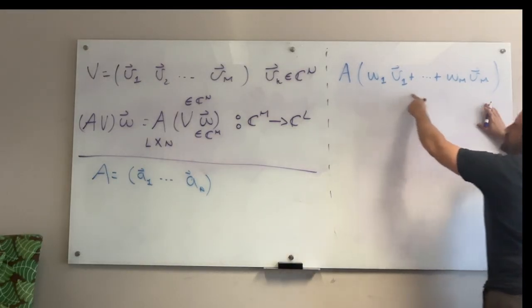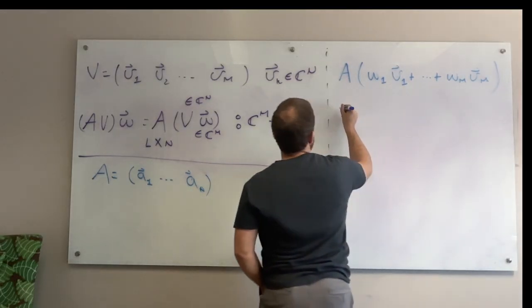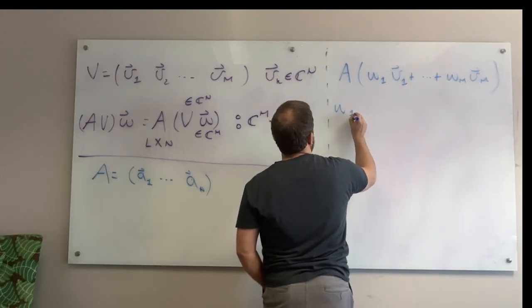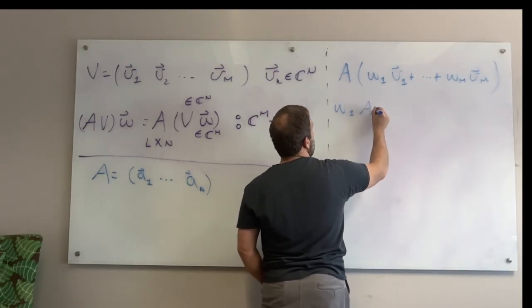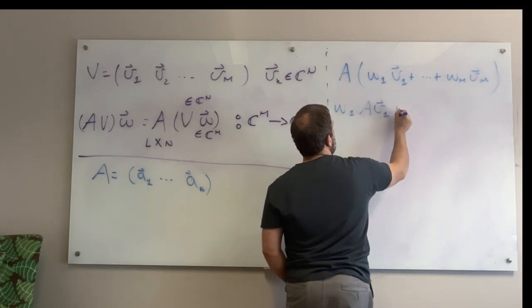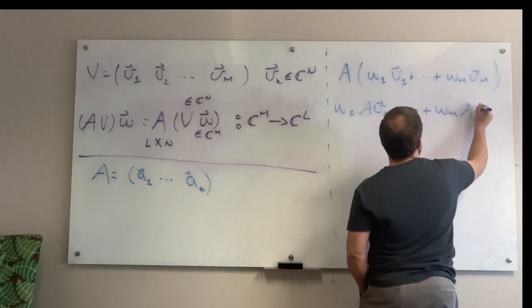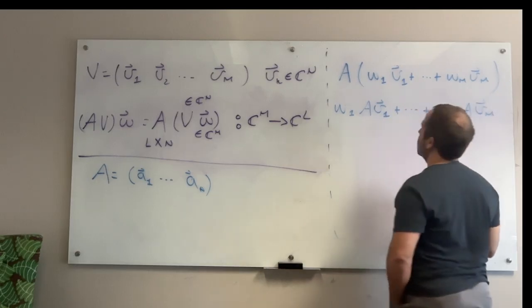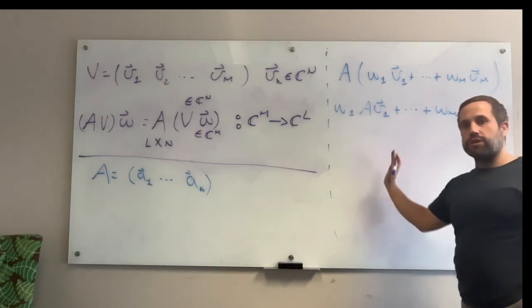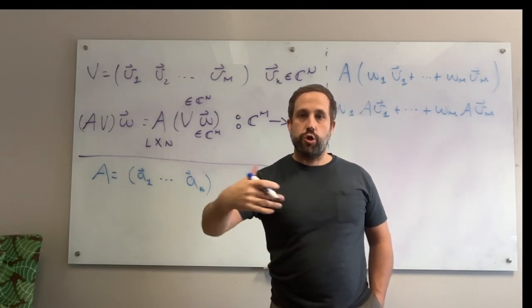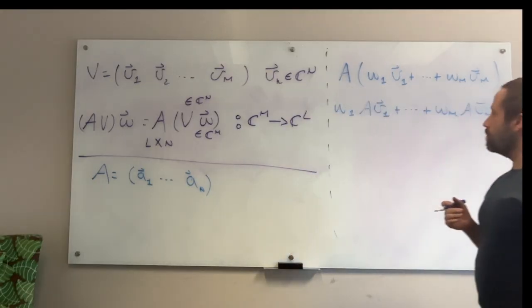So we're doing A times this sum. Now notice what happens if I distribute the A across this sum. We're going to get W1 times A V1 plus dot dot dot plus Wm times A Vm. Again, I'm implicitly using that this is a linear transformation, but this is just a property of matrix vector multiplication, that it satisfies these distributive properties that we expect multiplication and addition to satisfy.